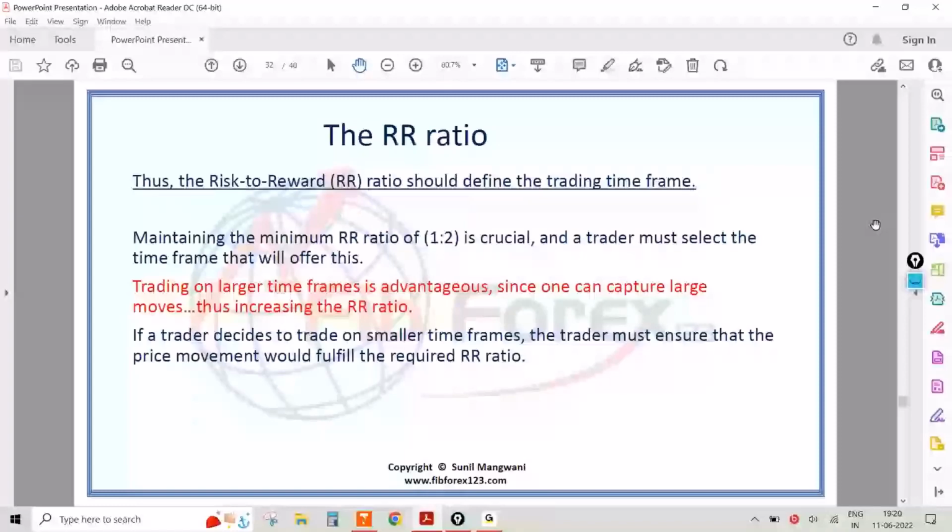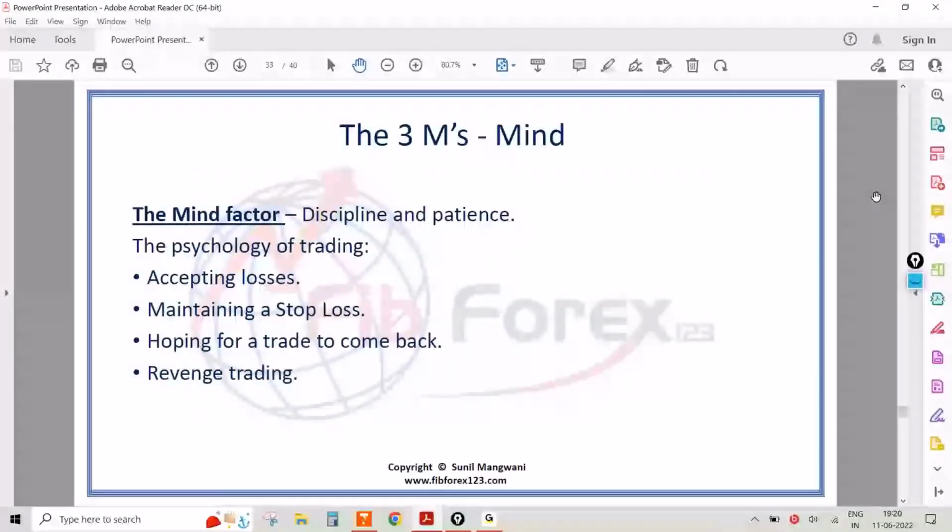What you should do if you want to go on smaller term time frames, now it's not that you should not ever trade on smaller term time frames. If you must, see to it that your risk to reward ratio of 1:2 is maintainable, then you're allowed to do that. Now, this is important. This is your selection process, which will keep you out of a lot of trouble, right? So this was the money part of it.